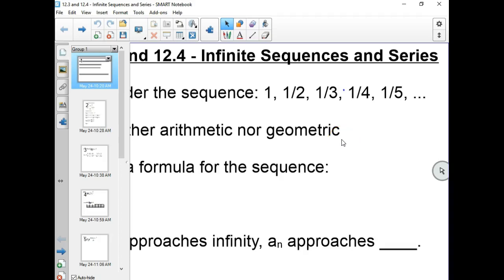So everything we've done so far, we've dealt with finite sequences and series. So there are sequences and series that end. We know that there are 30 rows of bricks, so we know that we're looking at 5 generations of children. So you know that it ends. What we're going to look at today are infinite sequences and series. So ones that go on forever.